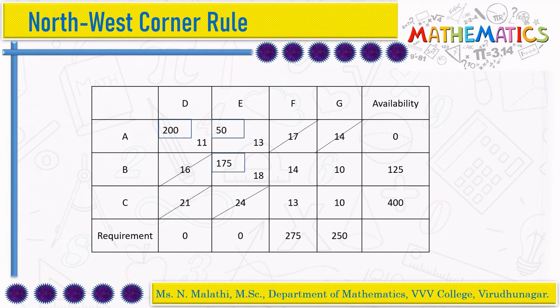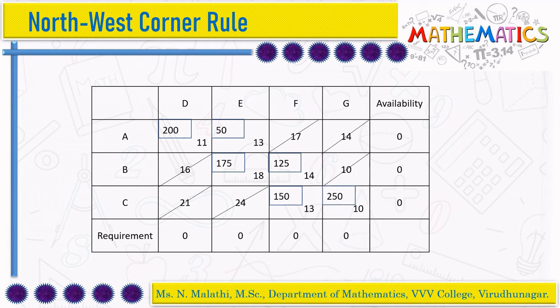Now we are left with 4 cells. The northwest corner among those cells is A23, and this cell can be allocated with 125 units. After this allocation, the availability in the source B becomes 0 and the requirement for the destination F becomes 150, and we may cancel off the cell 2,4. Finally, we are left with 2 cells only, which can be allocated with 150 units and 250 units respectively. This is the required feasible solution obtained by the Northwest Corner Rule.